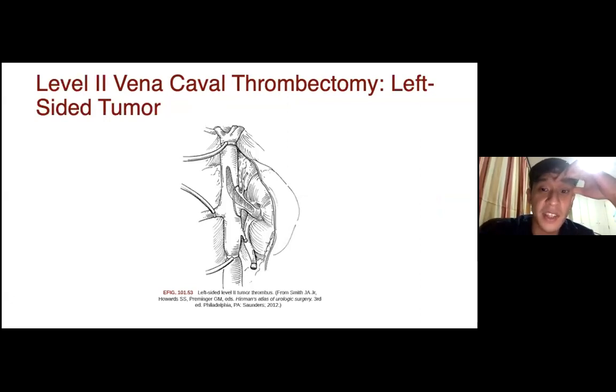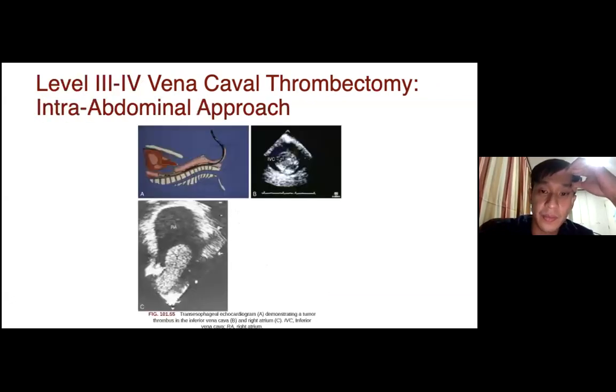So first, the accessory hepatic veins, and then the suprarenal IVC, and then the contralateral right renal vein, and then the infrarenal IVC, and then the last, and then that's the last, sir, because the left renal vein is ligated. So in that particular order.